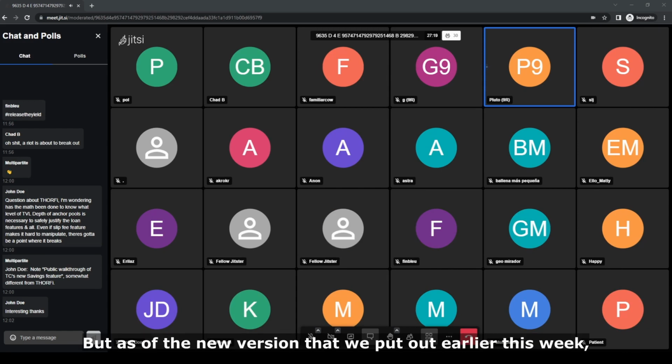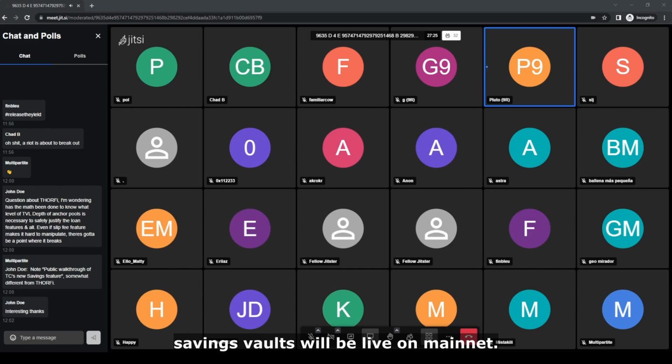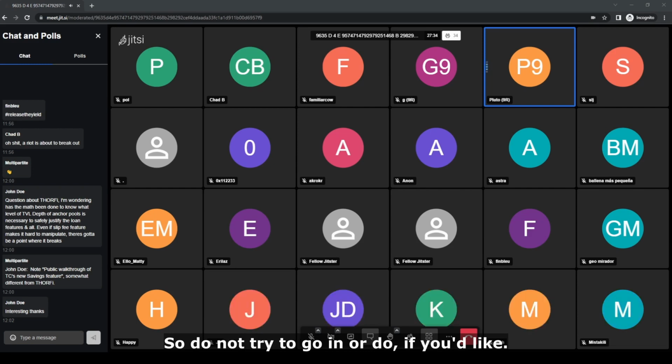But as of the new version that we put out earlier this week, savings vaults will be live on mainnet, with the caveat being that they will not yet be accruing yield. So do not try to go in, or do if you'd like. But basically, the savings vault feature is going live this week on StageNet and mainnet.